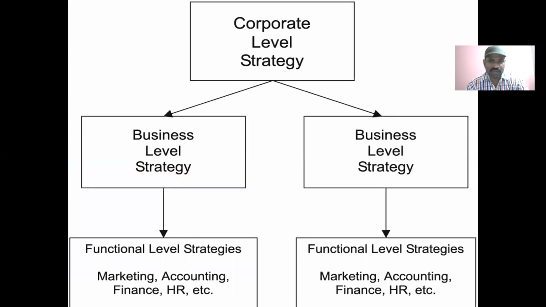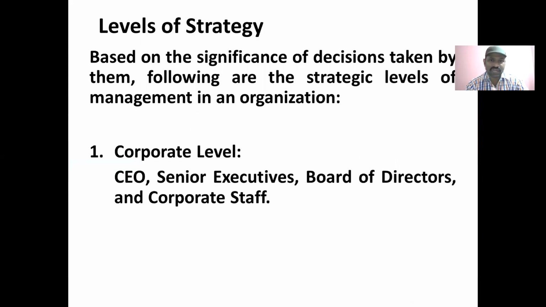So we have corporate level strategies, business level strategies, and functional level strategies. But when it comes to corporate level, who forms the part of the corporate level management of an organization? An organization's corporate level management consists of the CEO, senior executives, board of directors, and corporate staff. These are the individuals or executives who constitute the corporate level of an organization.